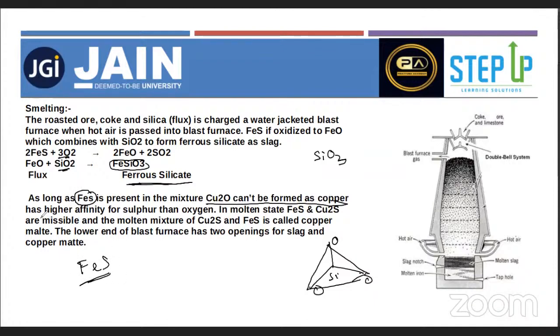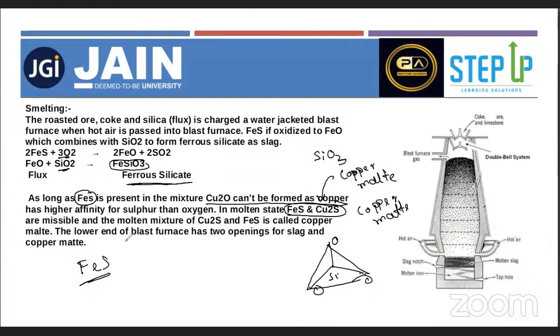Why? Because it has higher affinity for sulfur than oxygen, so they'll start combining again. So we can't separate it in the form of oxide. So in molten state, FeS and Cu2S together are known as copper matte. It's written here. Many people write it as copper matte also, and many textbooks do, so don't get confused with this. FeS and Cu2S together.